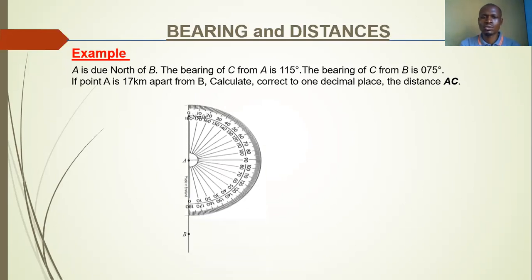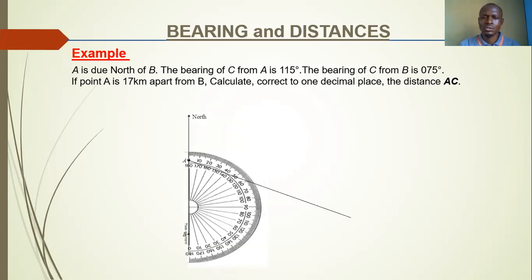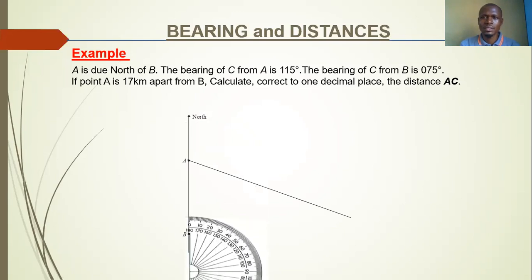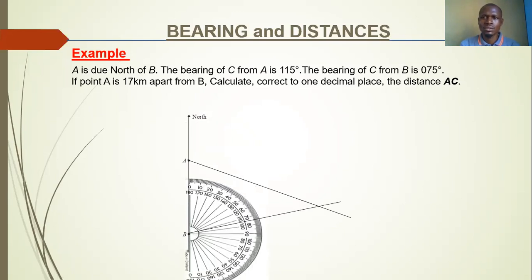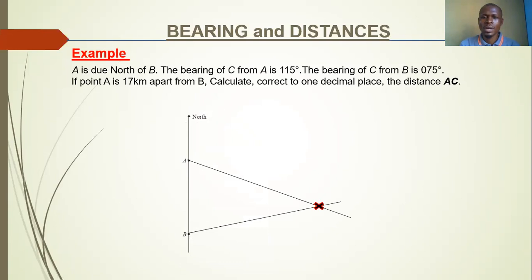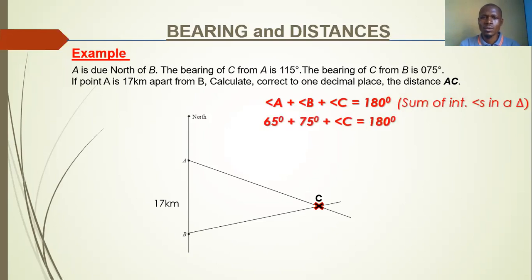You have to go to A, get your angle, that is 115 degrees. Go to B, get your angle, that's 75 degrees. When you mark that, you have point C, and AB is 17 kilometers. What you have to do is to add the angles together.